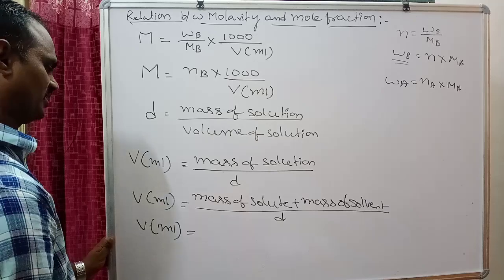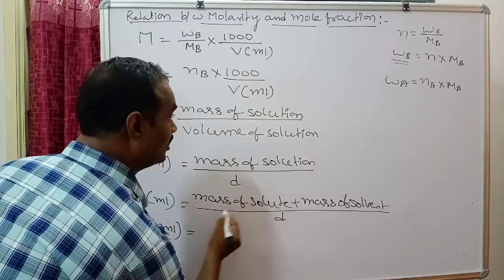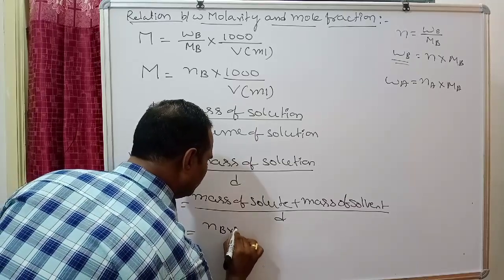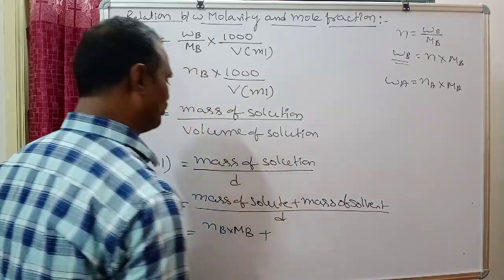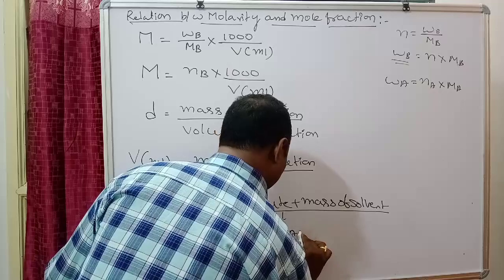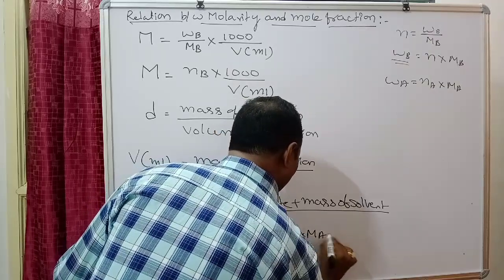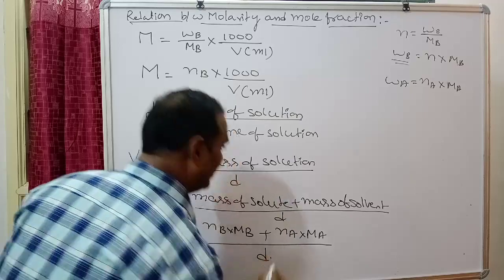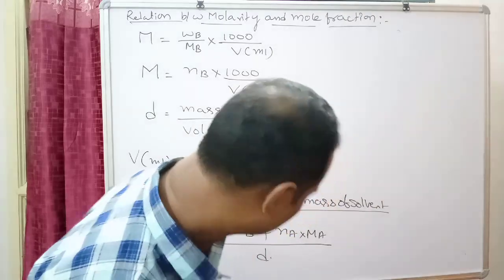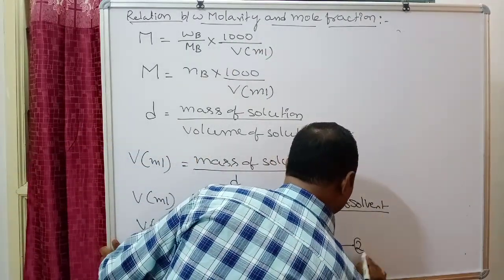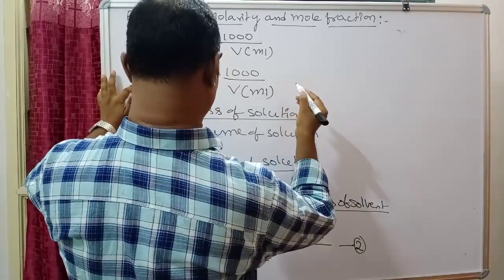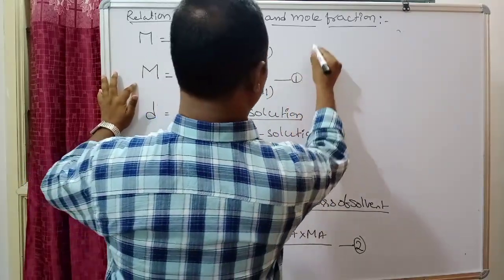Now come to this one. Volume in milliliter is equal to mass of solute, which we can write as number of moles of solute into its molar mass plus number of moles of solvent into its molar mass, all by density of solution. Is it clear? So this is considered as equation 2. At the same time, this is equation 1.